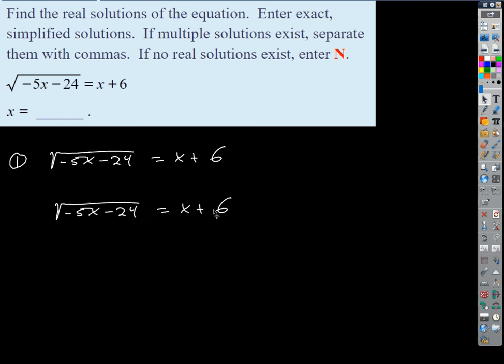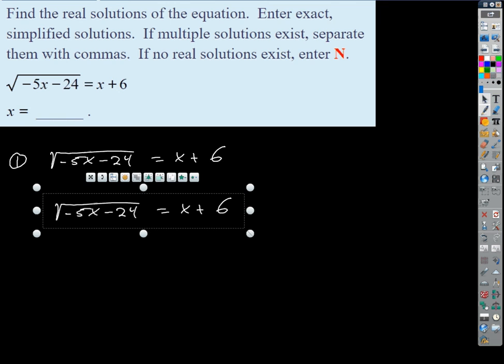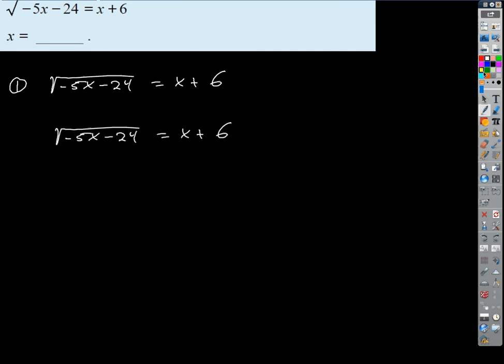Okay, so step 2 then. Now we got to be just a little bit careful with it. Step 2. We're going to square both sides, which means I got to put that in parentheses, right? Okay, so on the left side, that's just going to undo the radical, right? So I'm going to get -5x minus 24. On the right side, I've got to square out x plus 6.